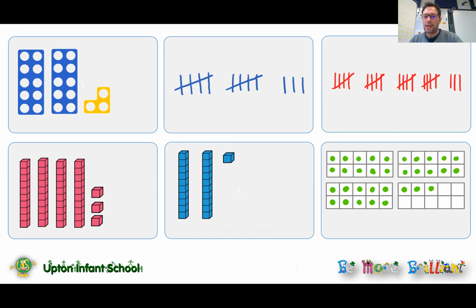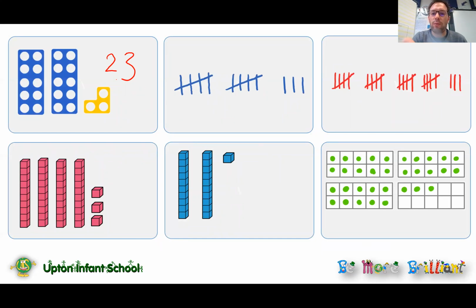Okay, how did you get on with that? Well, let's look at each one at a time. So let's start with our Numicon shapes. We can see we've got 2 of the blue ones, those are 10. So a 10, a 10, and a 3. So that number is 23.